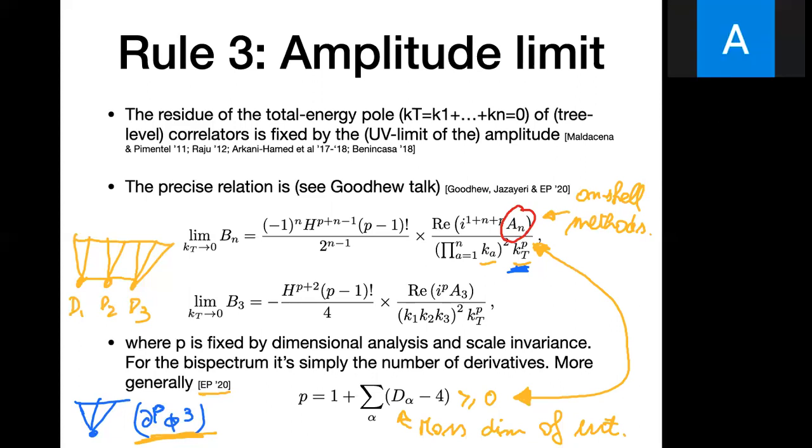Very good. Question. Is this related to the choice of vacuum? Like, if you didn't pick the Bunch-Davies vacuum, would you find the amplitude on some other singularity, somewhere else? Or?